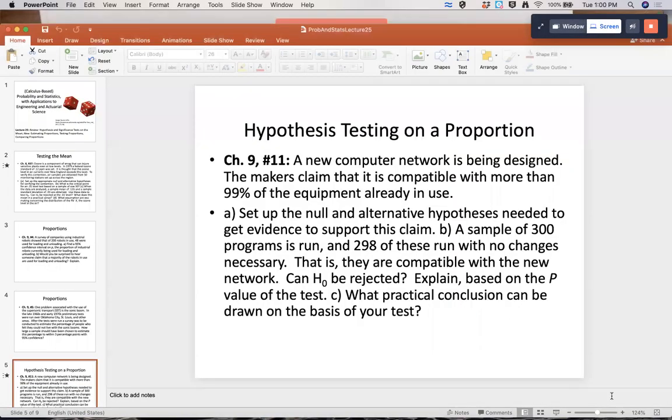So it seems like the claim should not be, the null should not be rejected. So the practical conclusion is the claim that it's compatible with more than 99% of the equipment already in use. We say that's false, actually, because we failed to reject the null.